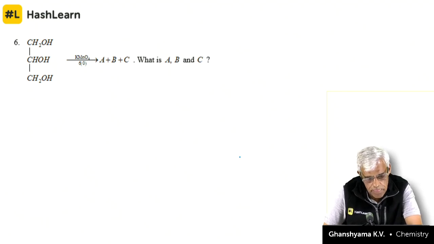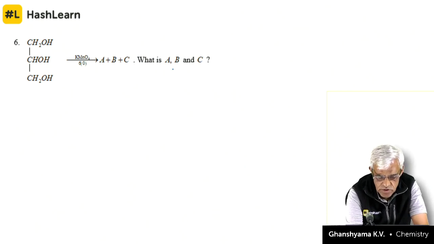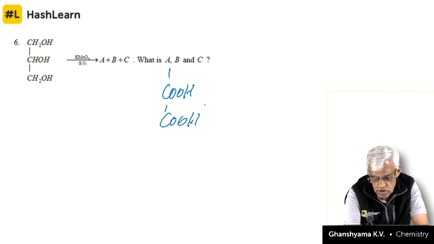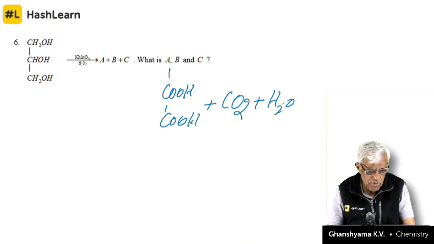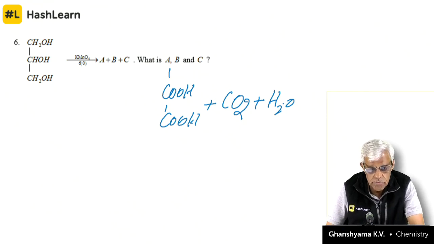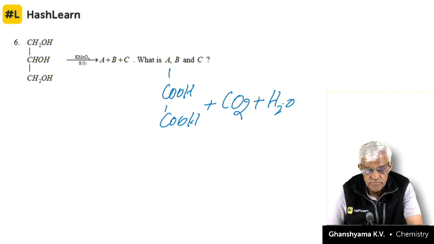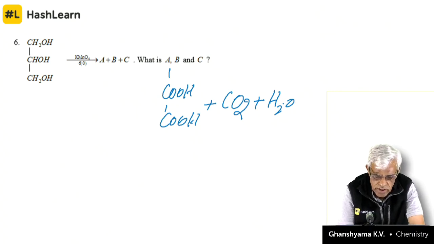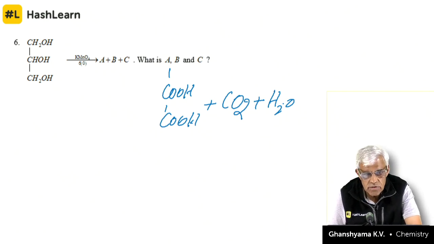No oxidation. Okay. Glycerol with KMnO4 will give A, B, C. A is oxalic acid, it is a simple reaction. A is oxalic acid, B is carbon dioxide and C is water. Simple reaction of glycerol. A, B and C. A is oxalic acid, B is carbon dioxide and C is water. Okay, the next question.